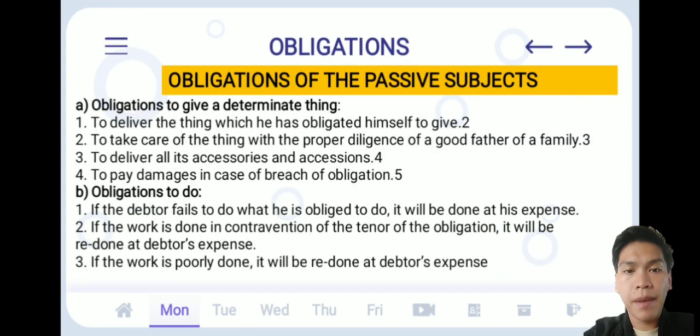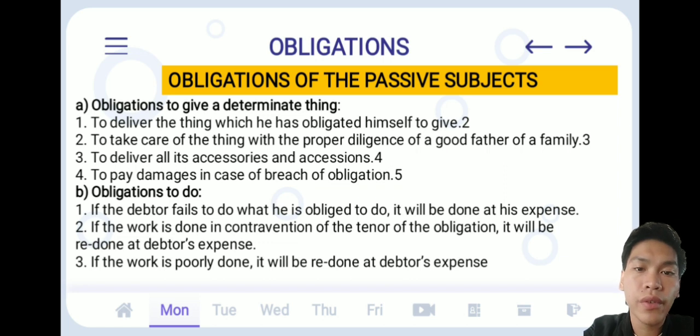For the obligations of the passive subject, there are two parts: the obligation to give and the obligation to do. First, the obligation to give a determinate thing: to deliver the thing which he has obliged himself to give, to take care of the thing with the proper diligence of a good father of a family, to deliver all its accessories and accessions, and to pay damages in case of breach of obligation.